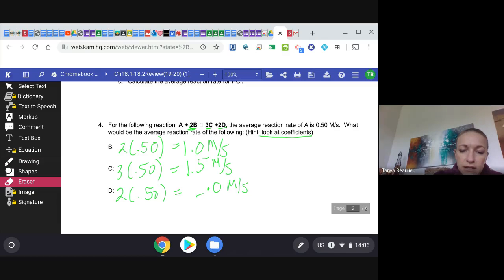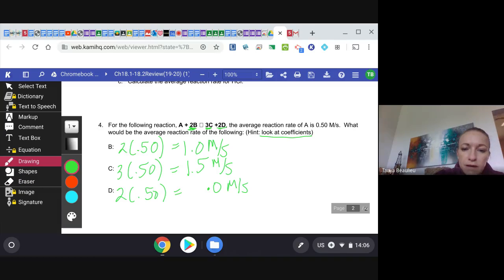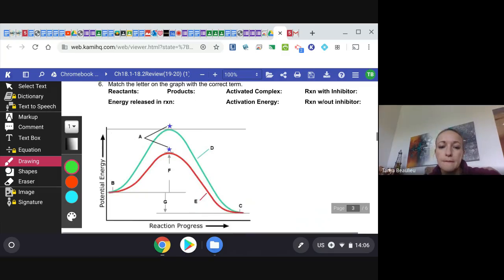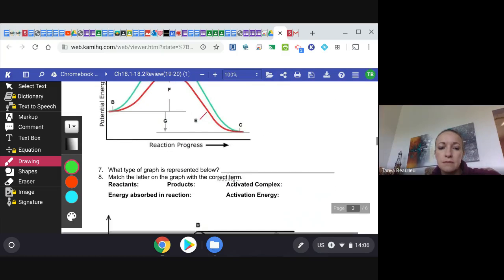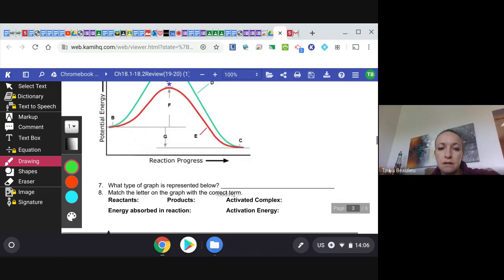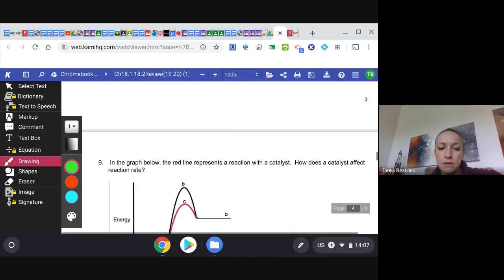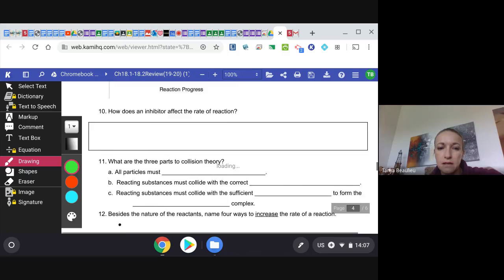It's just like writing on a smart board. There we go. So that's what I meant by looking at the coefficients for figuring out the average reaction rate. Let's see here. I think students seem to be doing pretty well with those concepts there.